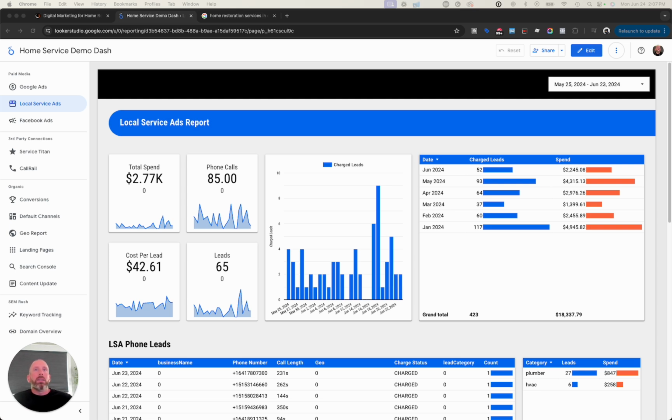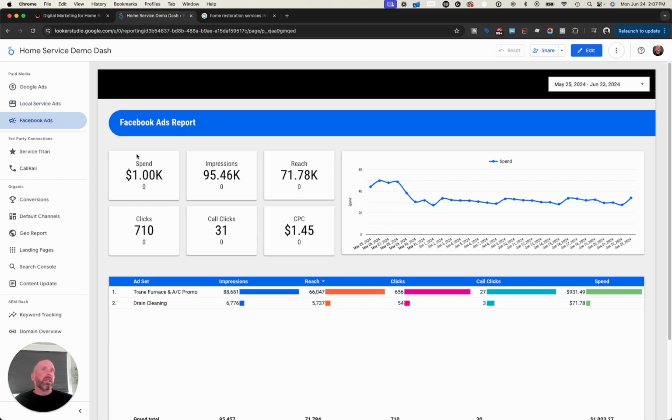And as you get into deeper items, right, and you look at things like Facebook ads, this is a bit of social media advertising. This is somewhere where you can go in and actually run social ads and you can see your spend, your impressions, your reach, your clicks, your call clicks, and your cost per click, right? What's going on there? And you can also see, in this instance, how many phone calls we got as a lead on the Facebook side of things.